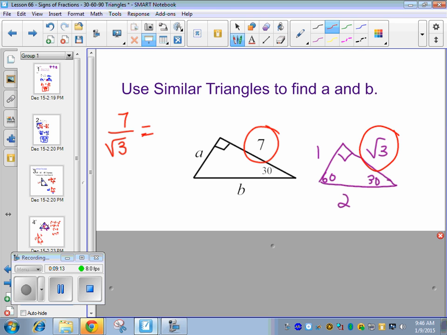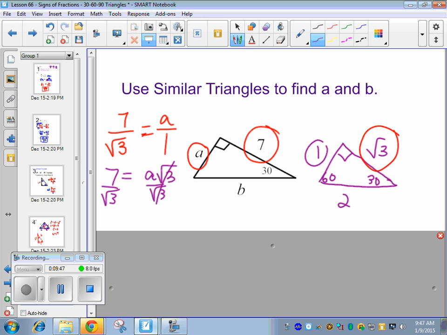And if I want to find A, what am I going to put over here? Don't everyone speak at once. Thank you. A over 1, all right? Because we're just setting it like a proportion when you do similar triangles. So now I'm going to cross multiply. 7 times 1 is 7. Square root of 3 times A, so A square root of 3. And divide by square root of 3, and divide by square root of 3.